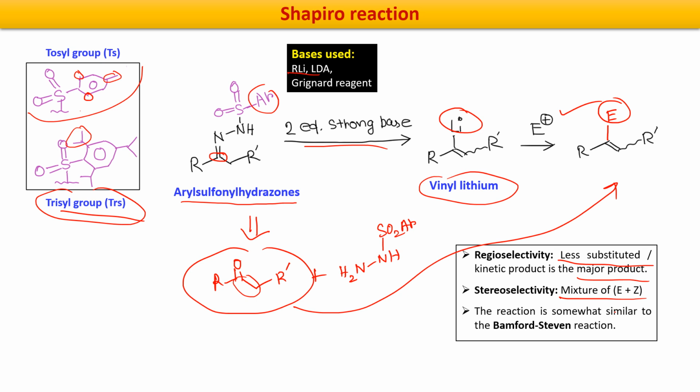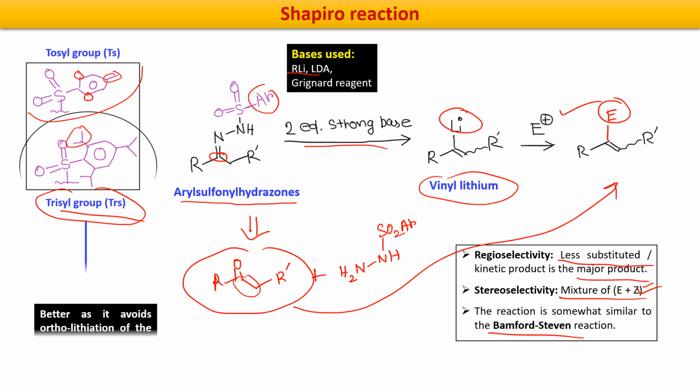Stereoselectivity is a mixture of E and Z, but in some places, in some books, it is mentioned that Z is preferred. Why Z is preferred will be clear in the mechanism part, but mostly it is better to say that it is always a mixture of E and Z. One thing I missed here: better you use this trisyl group because it avoids ortholithiation. The reason I have already said, and it is also mentioned here.